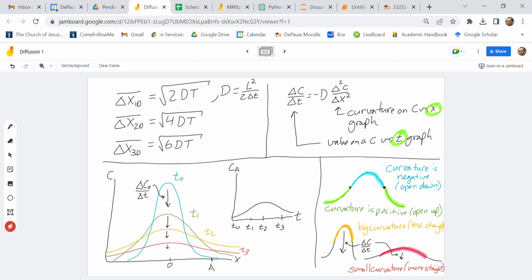So this is an example of something with small curvature. This is an example with big curvature. So that's what this term means. And the interesting thing is, how does this come about? If we understand what curvature means, we understand this is how concentration is changing at a point, then we can see why it would make sense.